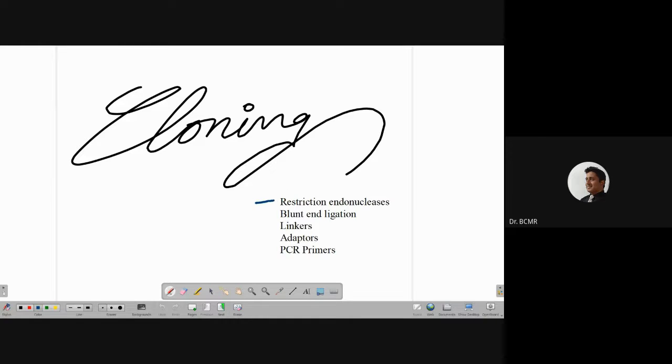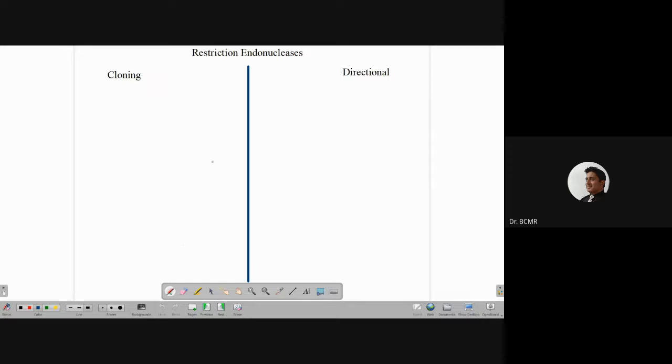So we will try to learn about how to use restriction endonucleases for cloning, blunt end ligation, linkers, adapters, and PCR primers. The first one is, of course, the simplest one, or the most rudimentary in a way, where we have the gene of interest, and the gene of interest should be cloned. Say, for example, it has something like that, and there are restriction sites, and we have a vector into which we are supposed to clone it.